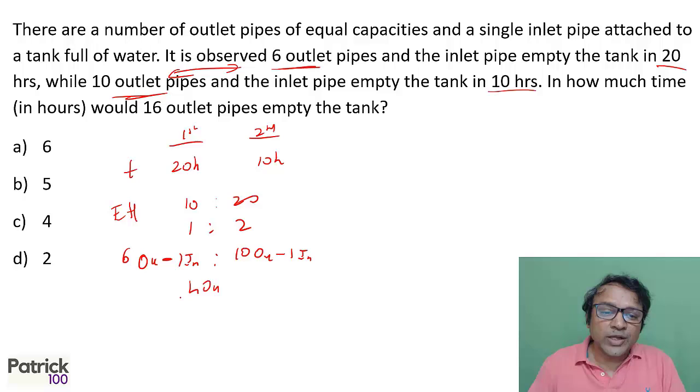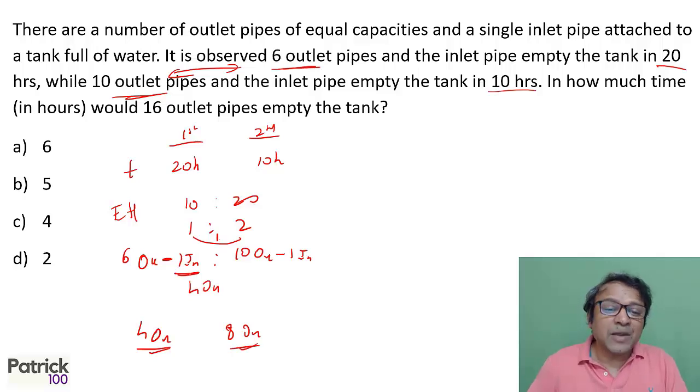To make it a 1 is to 2 ratio, the difference of 2 and 1 is 1. 1 stands for 4 outlet pipes. If the first case is 4 outlet pipes, the second case is 8 outlet pipes. It is only 4 outlet pipes and 8 outlet pipes if 1 inlet pipe is equal to 2 outlet pipes. Then you get 4 outlet pipes and 8 outlet pipes. 1 is to 2 satisfies.